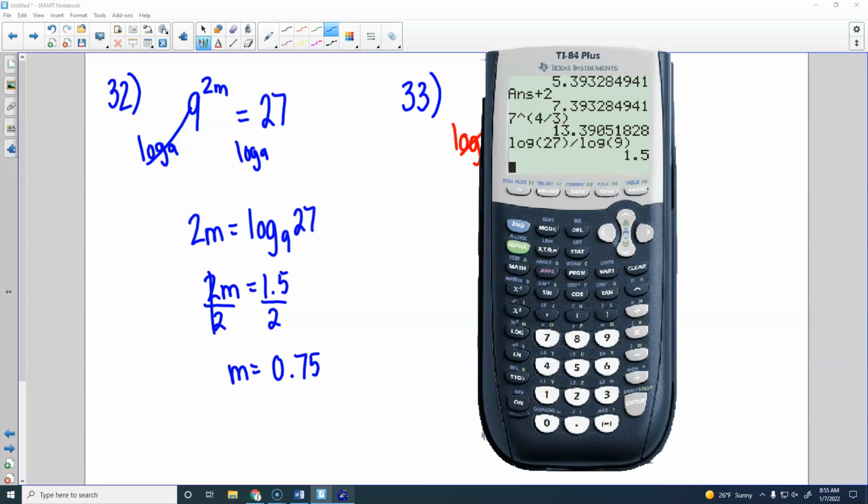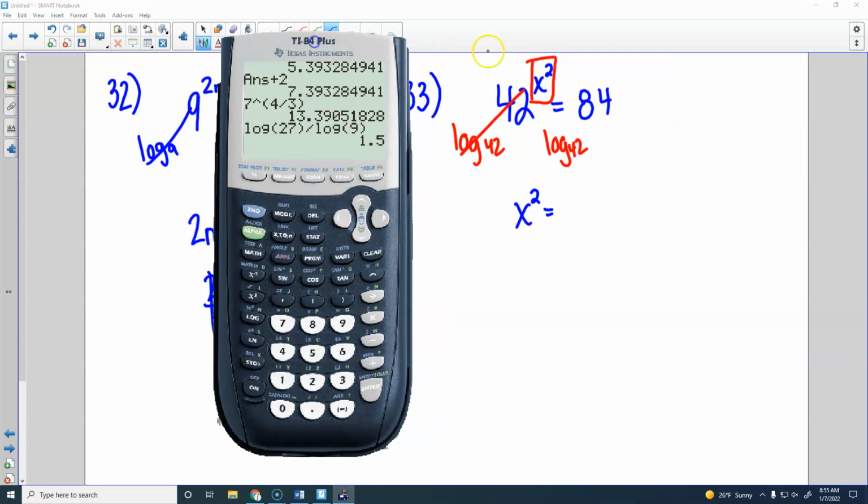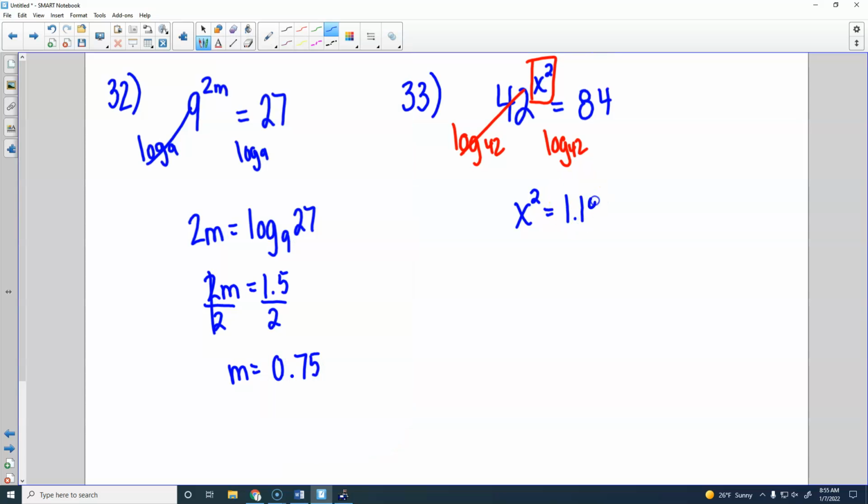And so to do this part, we can just do log 84 divided by log 42, and it's going to give us 1.1854. Keep that number in your calculator. So you'll do that first. Then you just have the x squared.